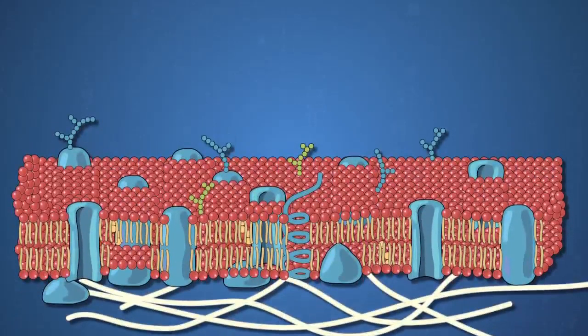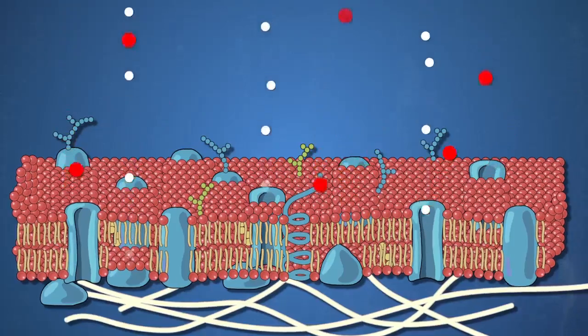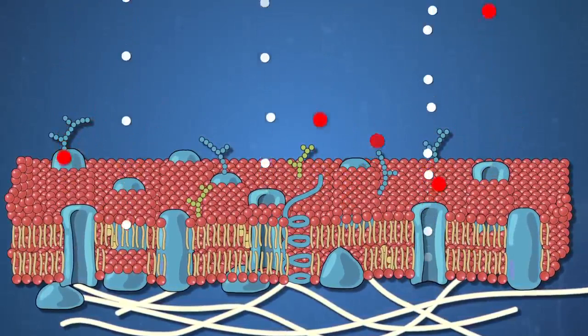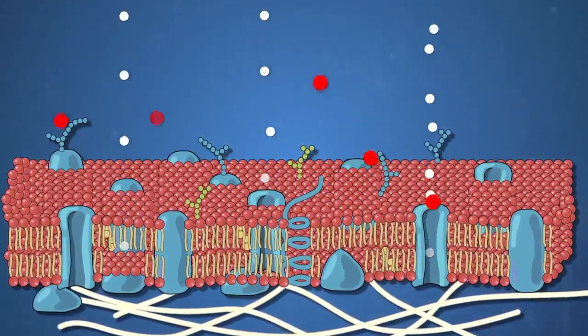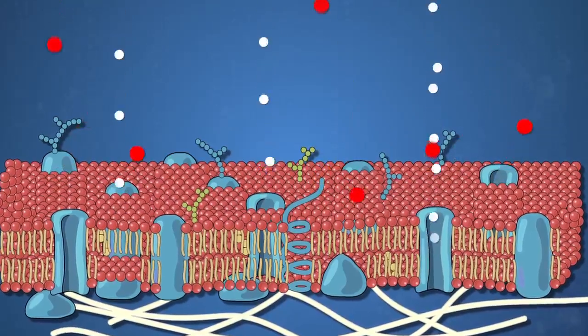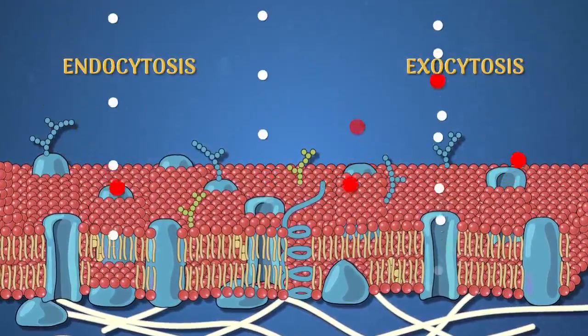Cell membranes are what we call selectively permeable, which means they let some molecules pass through them but prevent others from passing through. But how can cells take in molecules that are too large to diffuse through the cell membrane? Similarly, how can cells get rid of large molecules that they don't need anymore? Cells have solved this problem through the processes of endocytosis and exocytosis.